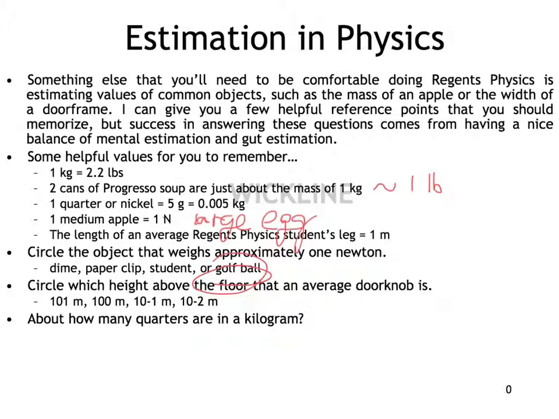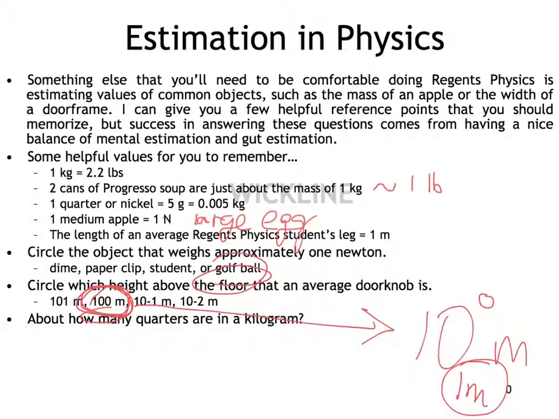Circle which height above the floor that an average doorknob is. So the doorknob is about the length of your leg, which is about a meter. And one of these values is the same thing as a meter. That value is going to be this one. It came out looking really weird in this slide, but it was supposed to be 10 to the 0. For some reason, that exponent got pulled down. So 10 to the 0 meters is the same thing as 1 meter. So that's definitely the answer.